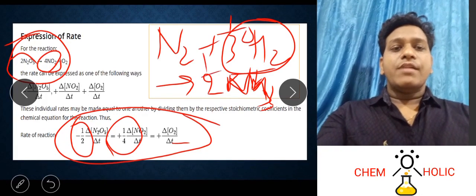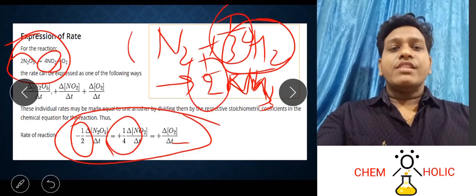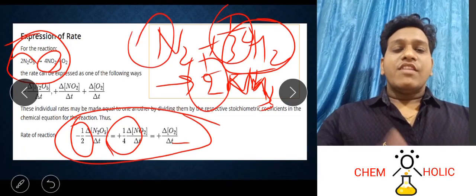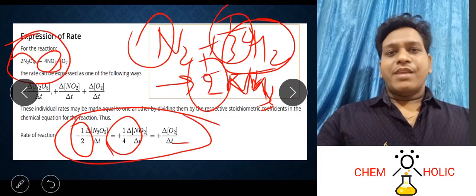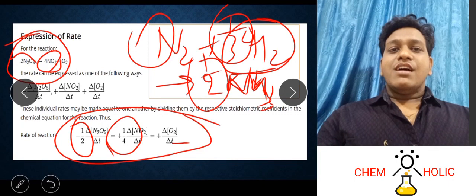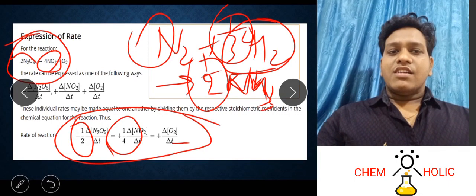For ammonia, I'll write plus 1 by 2. So whatever the stoichiometric coefficient is, simply divide by it, and you will get the rate. It's a very easy trick. Either you can look at the number of moles and stoichiometric coefficient. If you balance the stoichiometric coefficient, you are going to get the average rate. So that is one more trick to do this.